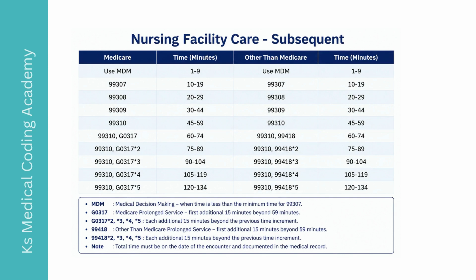For non-Medicare payers, the same E/M codes are used, but prolonged services are reported with CPT code 99418 instead of G0317. Always remember that total time must be documented on the date of the encounter, and prolonged service codes are reported only when time, not MDM, is used to select the E/M level. CPC exam tip: Medicare uses G0317, while most other payers use 99418 for prolonged nursing facility services.